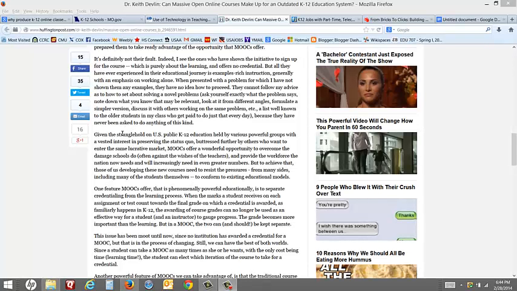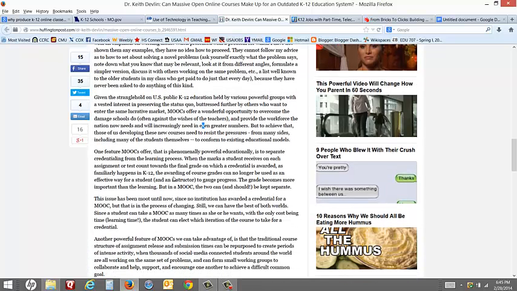Here's an interesting part. It says, given the stranglehold on U.S. public K-12 education held by various powerful groups with a vested interest in preserving the status quo, buttressed further by others who want either the same lucrative market, offer a wonderful opportunity to overcome the damage schools do, provide the workforce the nation now needs and will increasingly need in greater numbers. But to achieve that, those developing new courses need to resist the pressures from many sides.